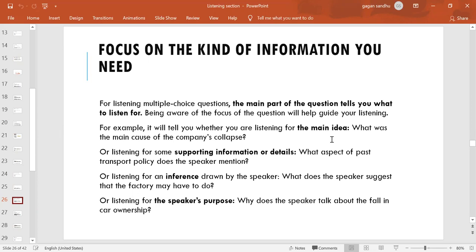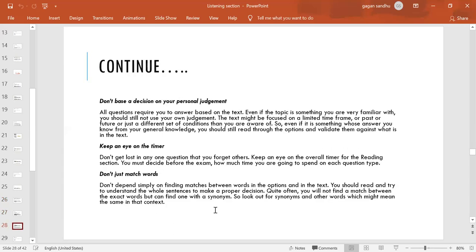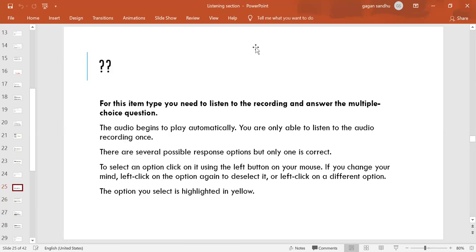So that's why you should concentrate enough on the question, though reading the options doesn't mean you're not reading them. And when you're hearing the lecture, just look into the options and see which actually stands out as an answer for the asked question, right? It could be about the main idea, the supporting details, the supporting information, any inference drawn, or it can be about the speaker's purpose as well, like why the speaker is mentioning something for a specific reason. So this is how you will be doing these two questions.